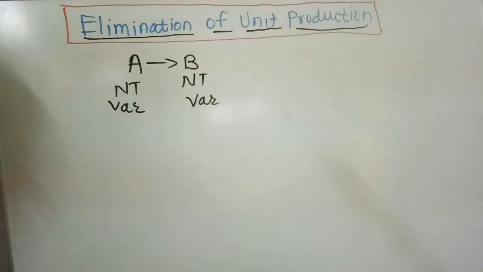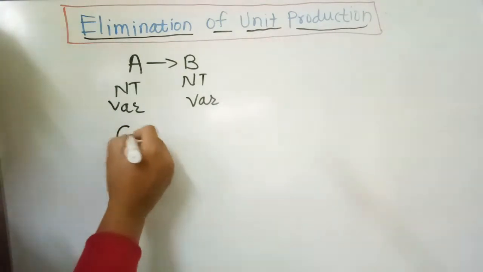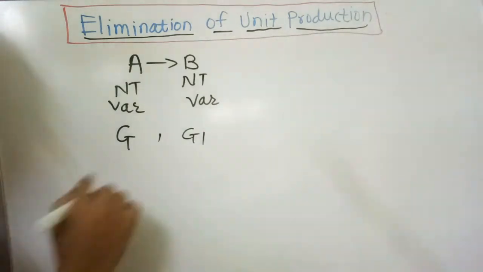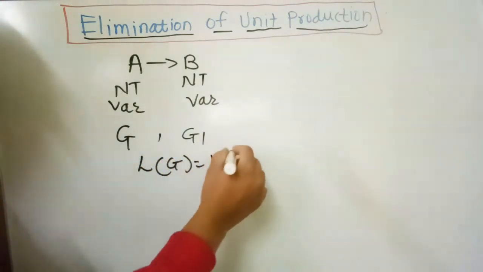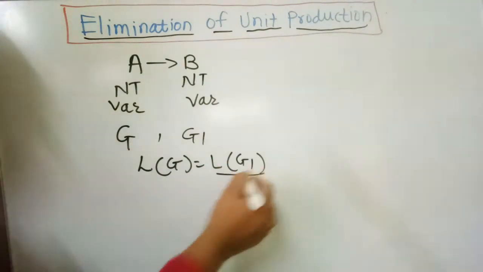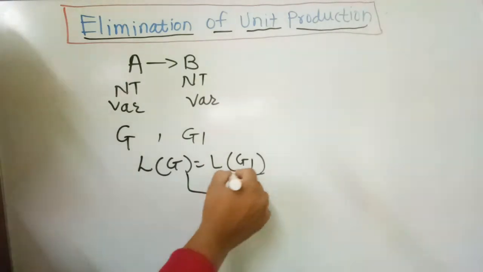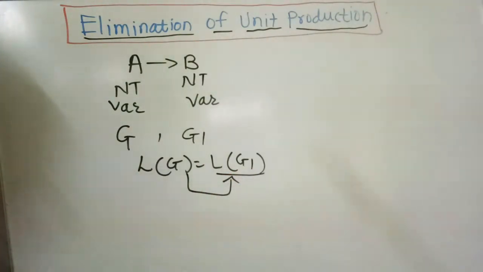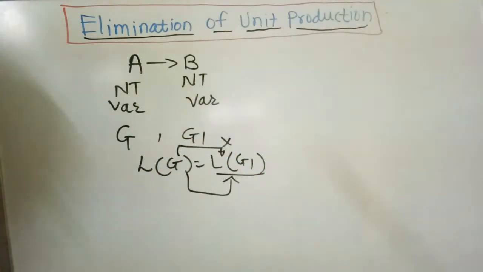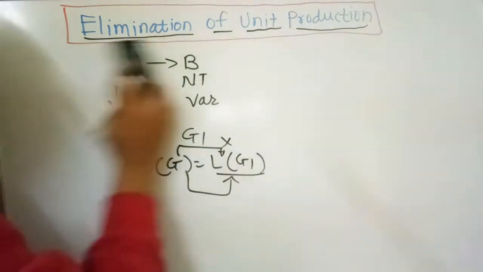For every context-free grammar G with unit productions, we can find a context-free grammar G1 having no unit production such that L of G equals L of G1. It means after removal of the unit productions, the grammar will be G1, some other form will be achieved. The procedure for finding G1, the equivalent grammar of G without the unit production, we will see now.